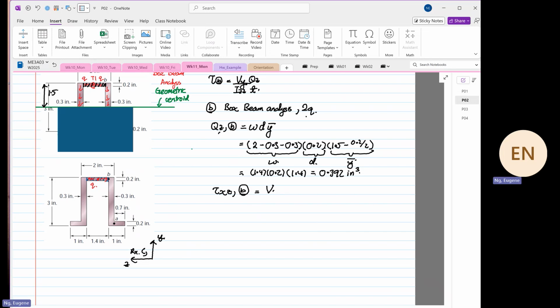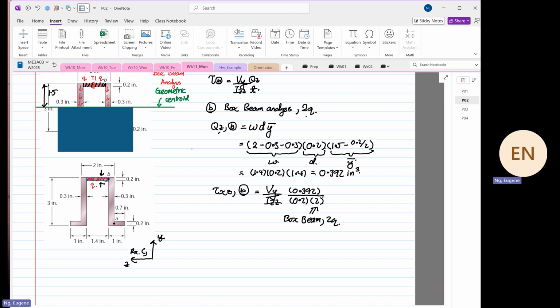So this will be equal to Vy over Izz. Qz, we know it's equal to 0.392. Thickness is this thickness over here, and divide by thickness 0.2. And then we have to finish off with a 2 down here because this is a box beam. In a box beam, you have 2Q. One goes to the left and one goes to the right.